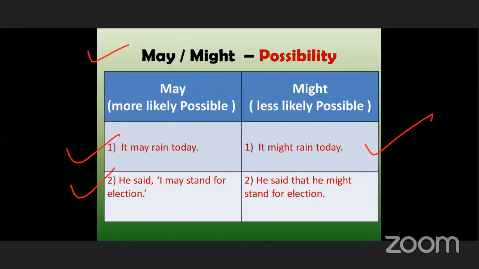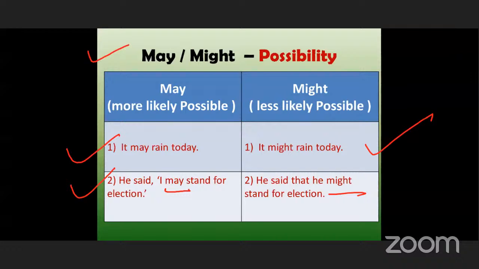He said, I may stand for election. Now here again more possibility is there that a person is going to stand for election. 70 to 80%, he has decided to stand for election. So here we want to use the modal auxiliary may. He said, I might stand for election. Now here less possibility is there. The person still has not decided to stand for election. So here he has used the modal auxiliary might. He said that he might stand for election.